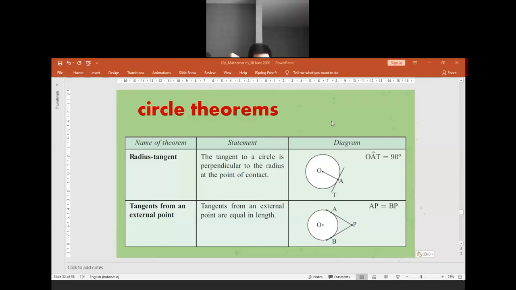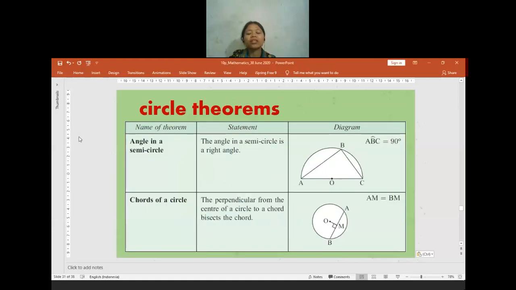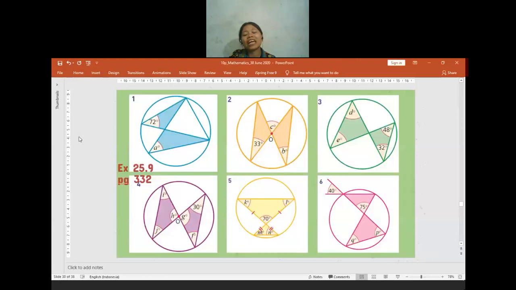Okay. Before I continue again, does anyone still remember the radius and tangent will make how many degrees? The radius and tangent line at a circle will always make how many degrees? 90. Yes, the radius and tangent line will always be 90 degrees.